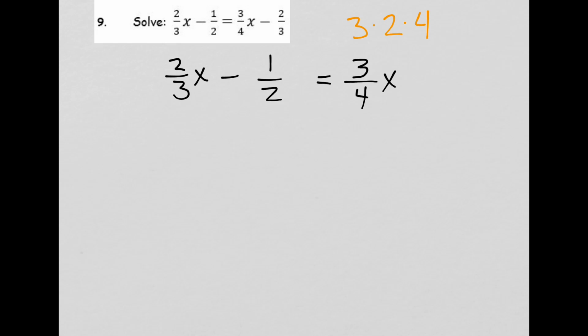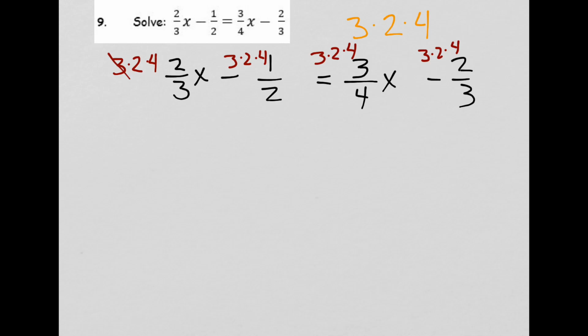3/4 x minus 2/3. I'm going to multiply everything by 3 times 2 times 4. So I'm just going to write it next to everything. 3 times 2 times 4. Why am I not multiplying this out? Why am I saying 3 times 2 times 4 instead of 24? Well, because remember, I've got to just divide by all these denominators anyway. So I might as well keep it out in factored form so it'll be easier.